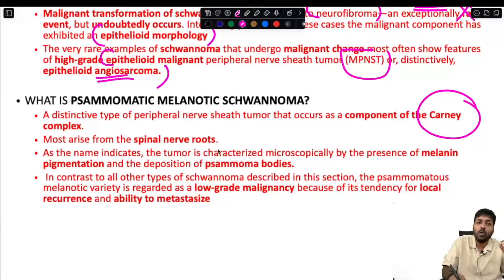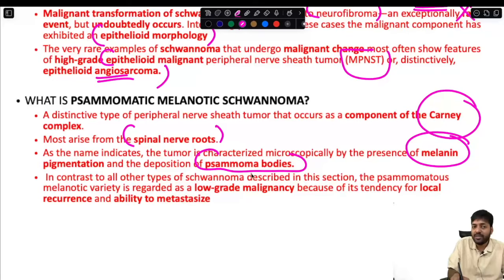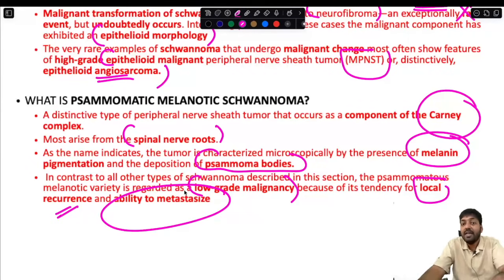Here, most of them arise from spinal nerve roots. As the name indicates, the tumor is characterized microscopically by the presence of melanin pigmentation and deposition of psammoma bodies. In contrast to all other types of schwannoma described in this section, the psammomatous melanotic variety is regarded as a low-grade malignancy because of its tendency for local recurrence and ability to metastasize. So that is why we have discussed it separately.